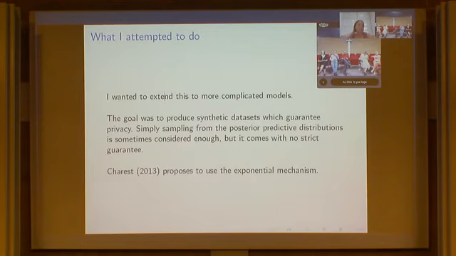What I attempted to do was extend this to more complicated models, and the goal was to produce synthetic data sets with differential privacy, because, as I was saying before, just sampling from the posterior predictive might not be sufficient. At some point I wrote a short paper for the UNECE working session in Ottawa in 2013, and I proposed at that point to try to use the exponential mechanism. As I said, this is not quite workable, but I'll show you what the ideas are so we can all think a little about what it would mean to do that.